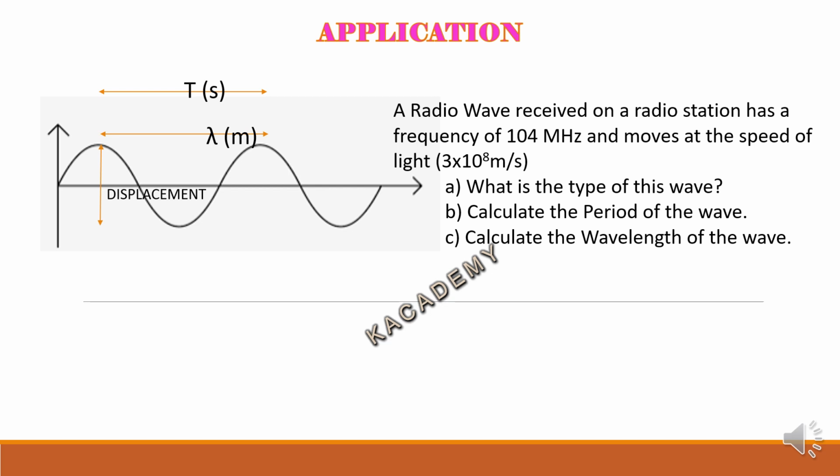Starting with the type of the wave, and since this is a radio wave, then it's electromagnetic. And as we said earlier, all electromagnetic waves are transverse. Therefore, this wave is an electromagnetic transverse wave.